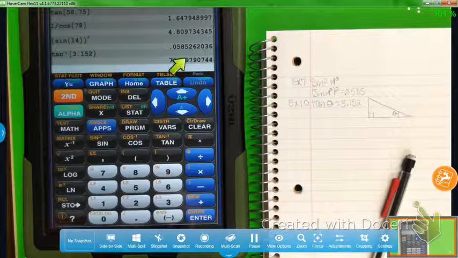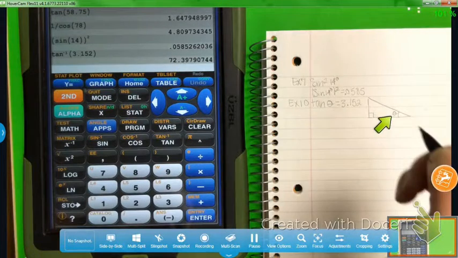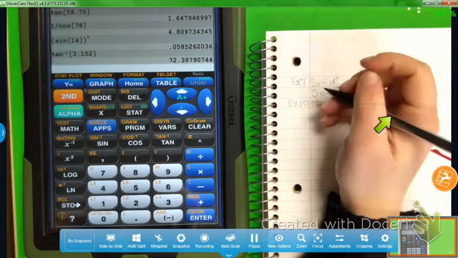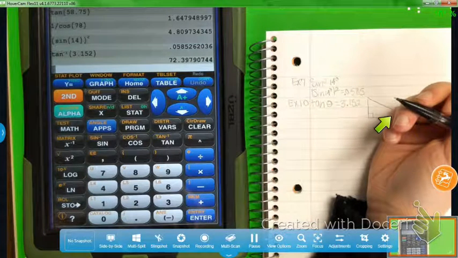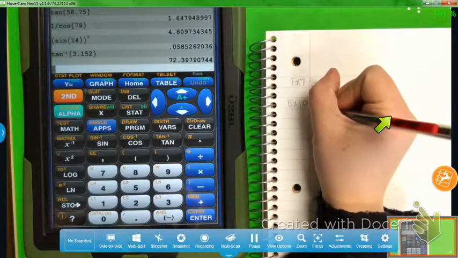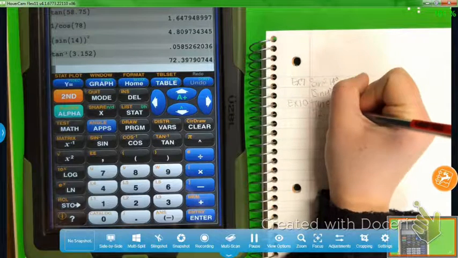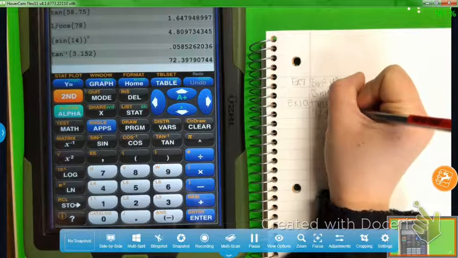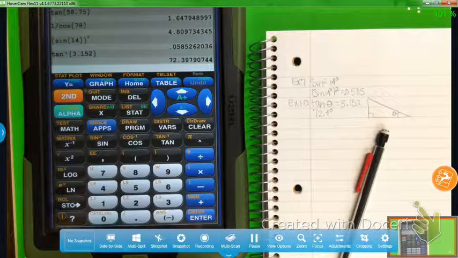So the angle measure, this angle right here, is a 72. We'll just round this to 1 decimal place. So let's say that's 72.4. Is everybody okay with that?